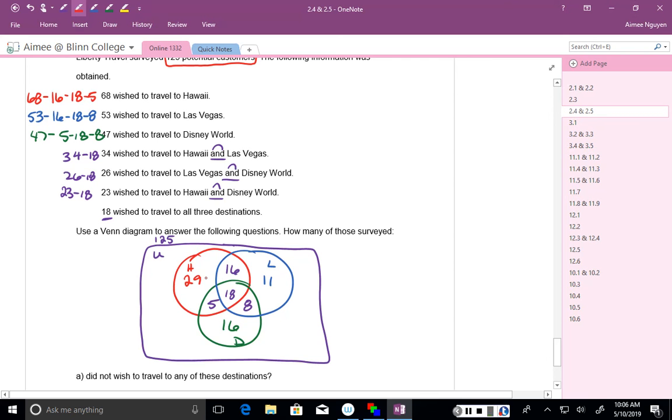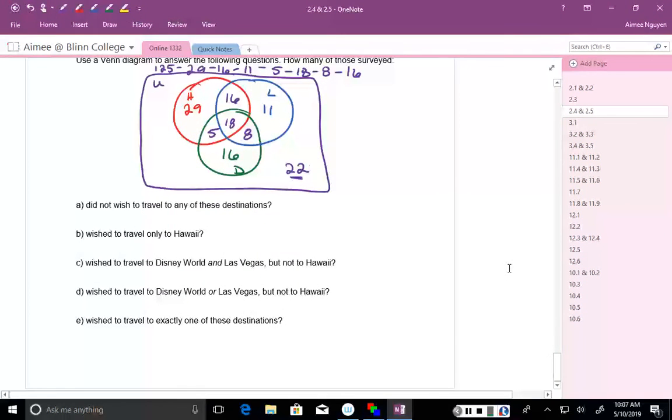And then to find my last part, the crazy people that don't want to go to any of these places, right? Any of the 3 places here. I'm going to take that 125. I'm going to subtract all the numbers. And when I do that, that gives me 22 crazy people who do not want to go to any of these 3 places.